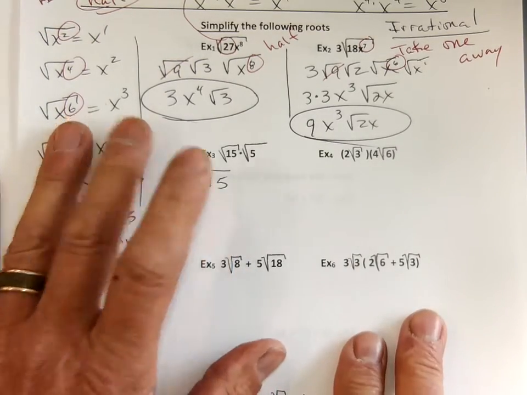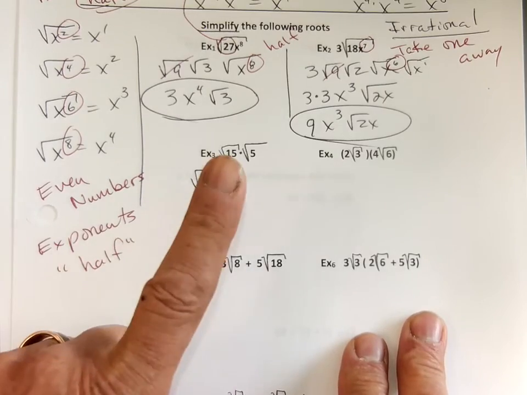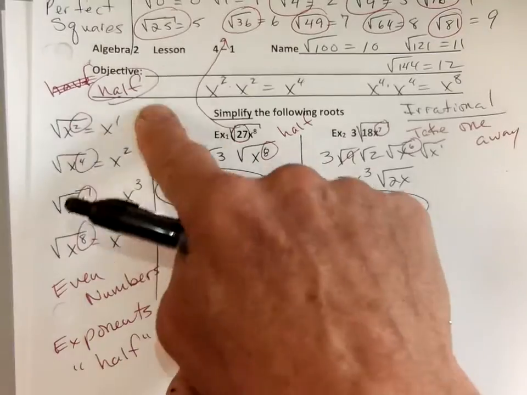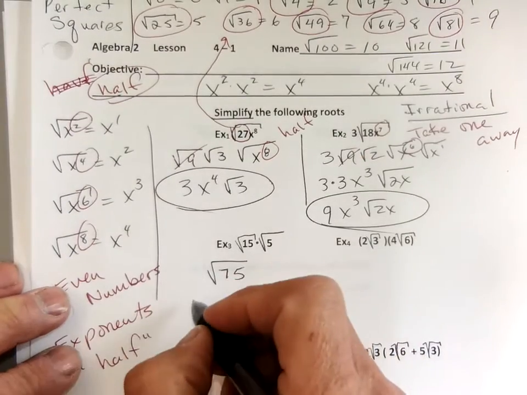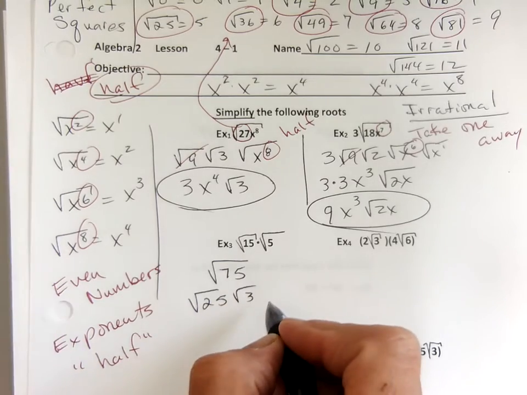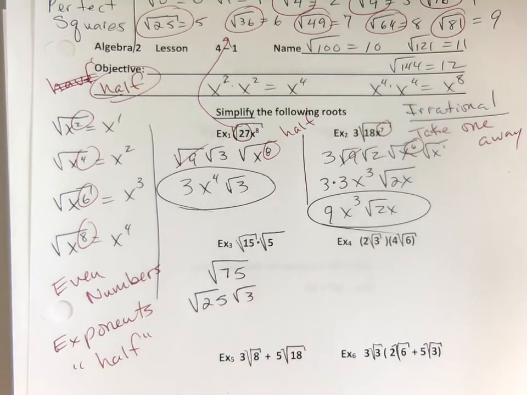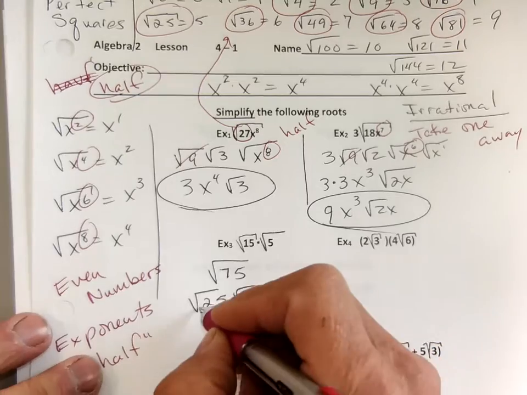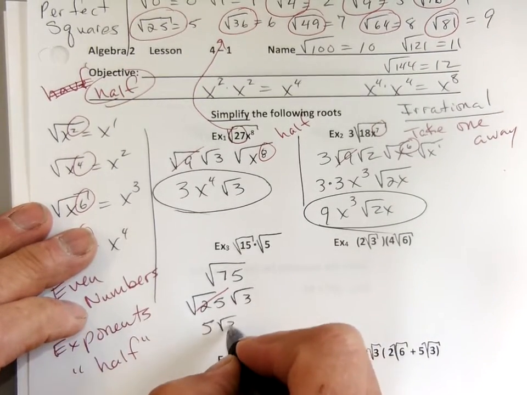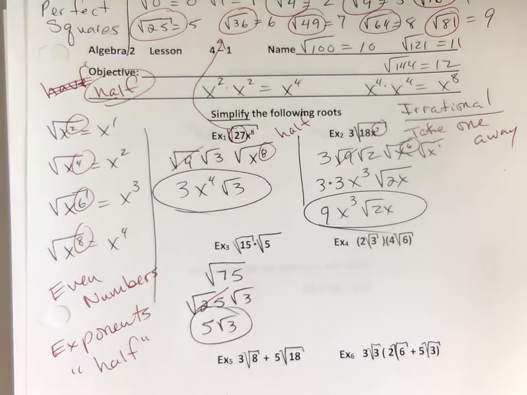Well, I think 25 and 3, because 25 is a perfect square root. Okay, I want to use 25 and 3, so I'm going to go, okay, the square root of 25 times the square root of 3, because 25 times 3 is 75. 25 is a perfect square root, so I can take the square root of 25 and I get 5 square roots of 3. Okay, we learned this last year. Hopefully it's going to come back to you.